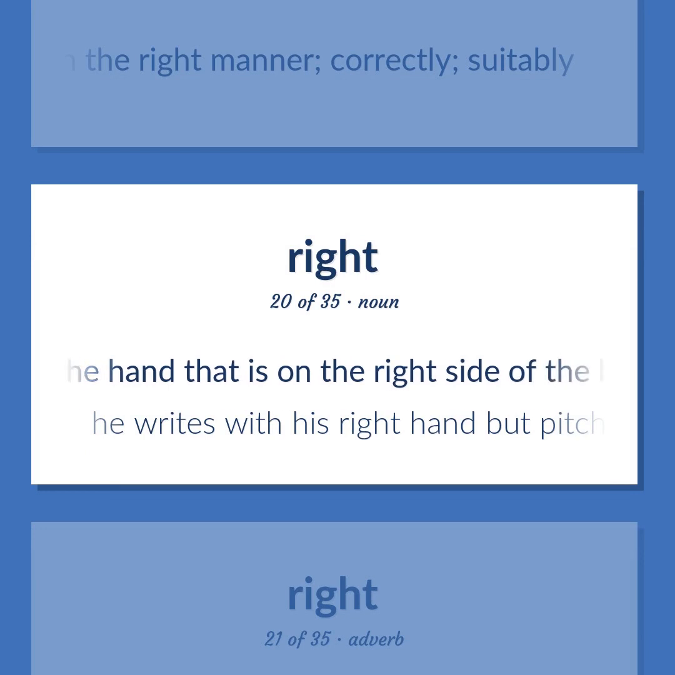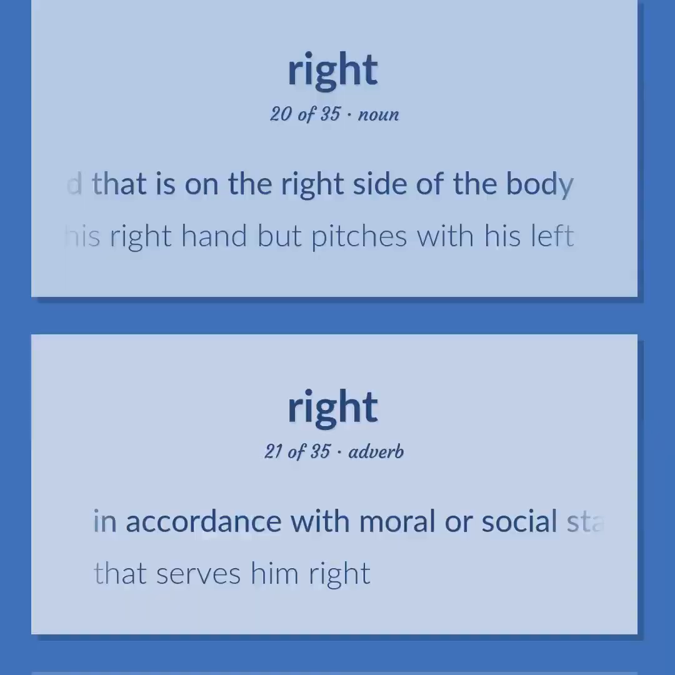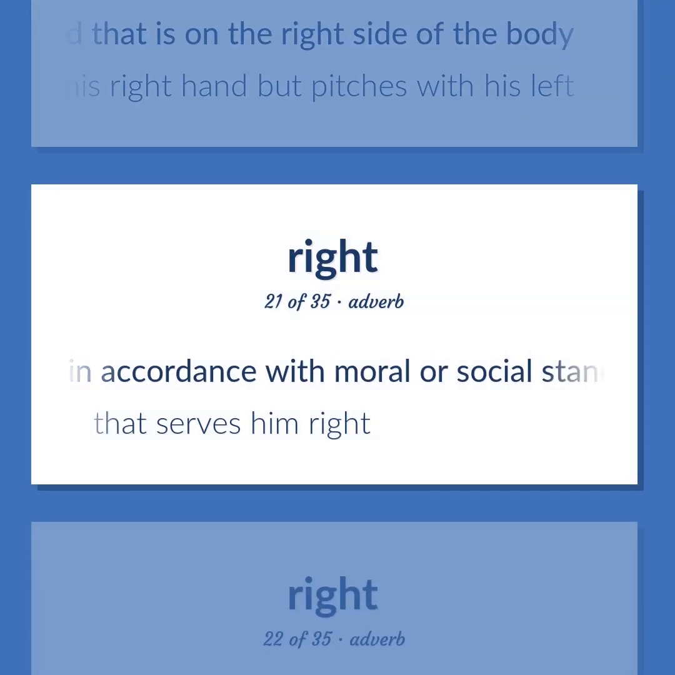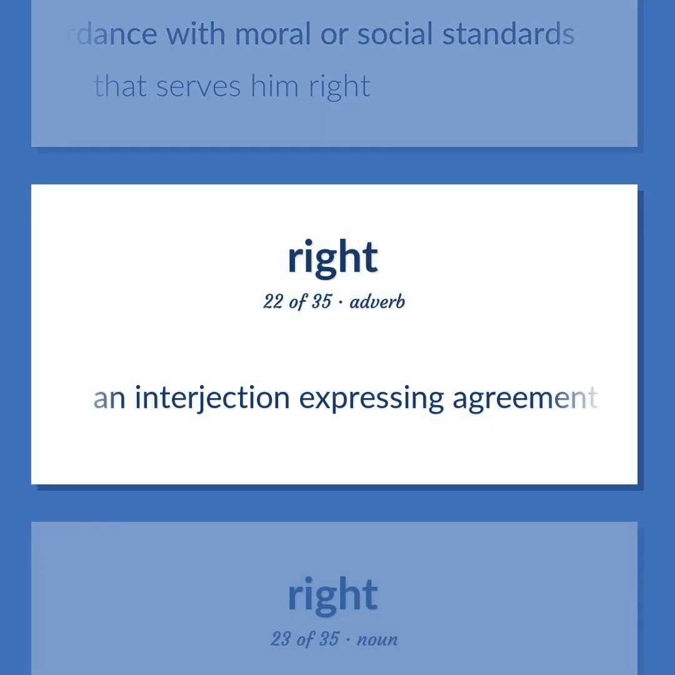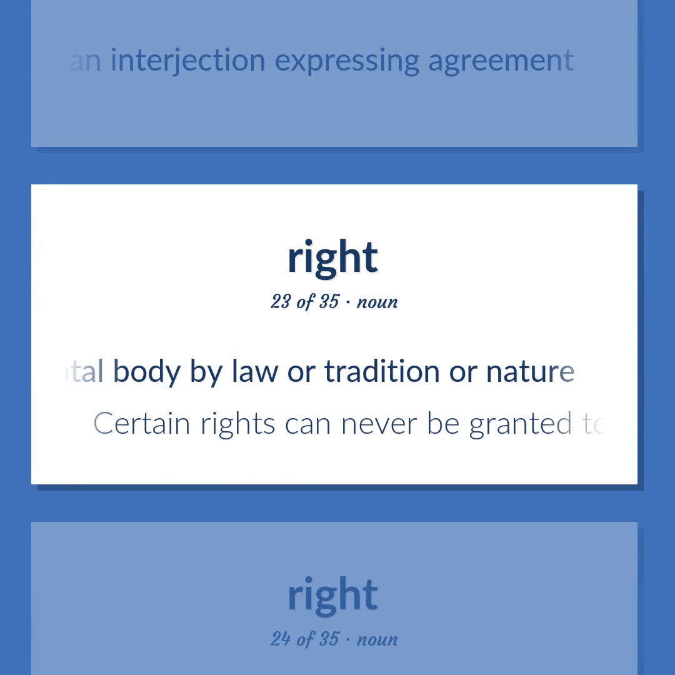The hand that is on the right side of the body. He writes with his right hand but pitches with his left. In accordance with moral or social standards. That serves him right. An interjection expressing agreement. An abstract idea of that which is due to a person or governmental body by law or tradition or nature. Certain rights can never be granted to the government but must be kept in the hands of the people.